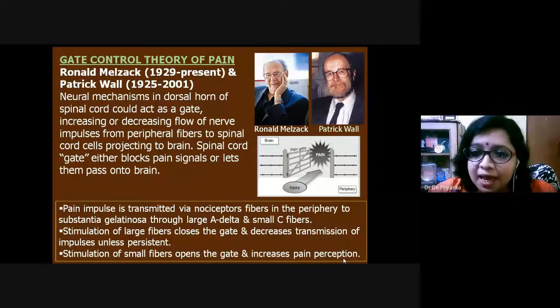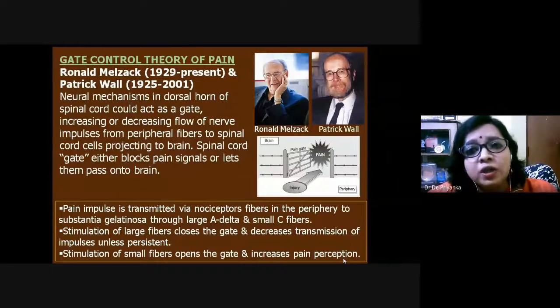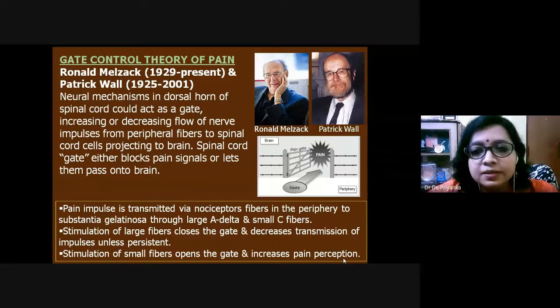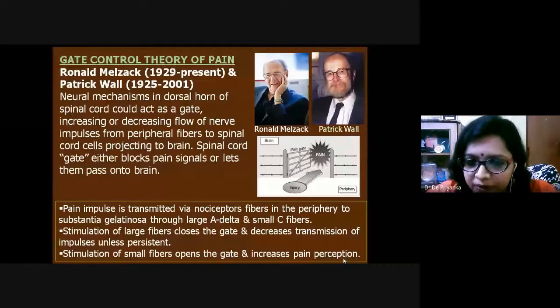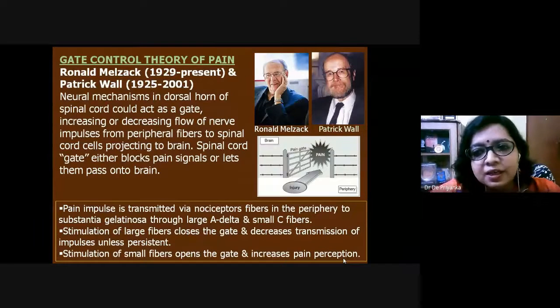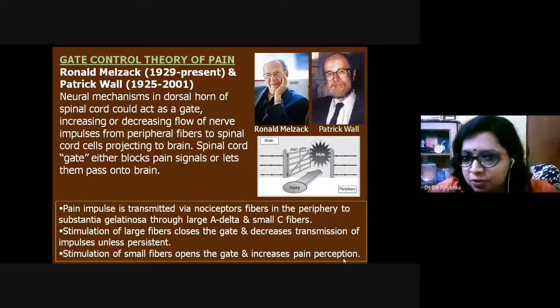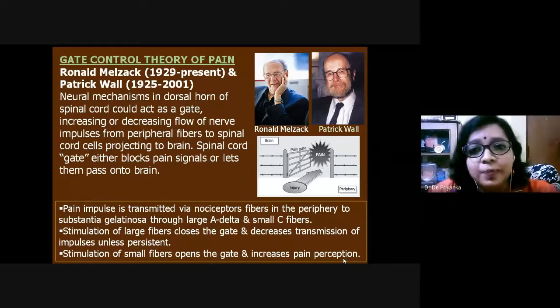When these large A delta fibers are stimulated, the gate which I mentioned will be closed, and the transmission of the corresponding neuronal stimuli will be stopped, unless we are getting a continuous, ongoing reaction from the origin point of the pain. Otherwise, if it is only once, then the pain will be stopped at that point. But on the other hand, if the pain is coming from the smaller C fibers, then the gate will be open and the brain is ready for the pain perception to be on. So that was the gate control theory of pain, which was mentioned by the two scientists.